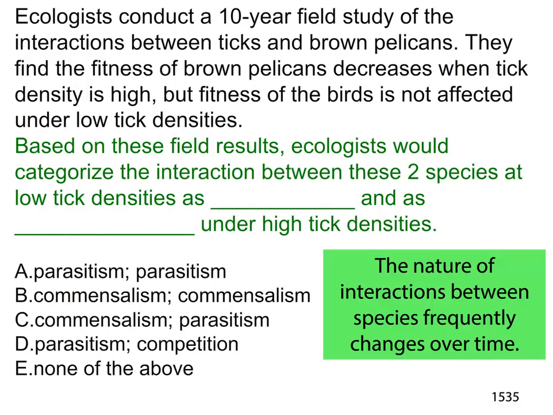The answer that they're looking for at low tick densities is commensalism, which is C, and then parasitism. I will accept either one. Realize, though, that if you guys go on to ecology, they're going to want you to choose C. So I'm going to leave that up to you.